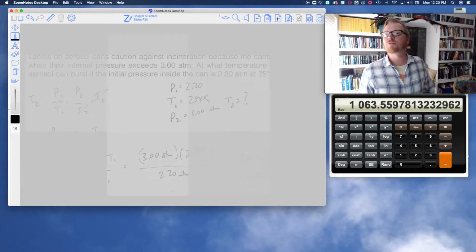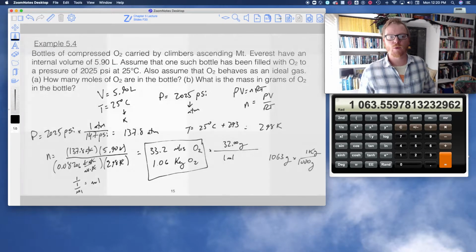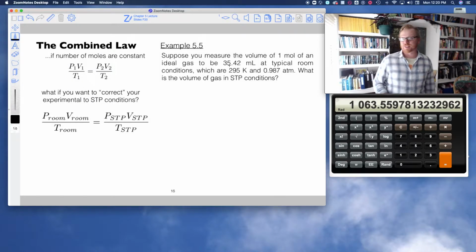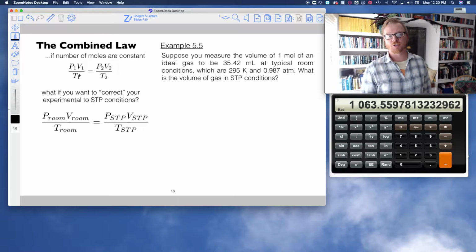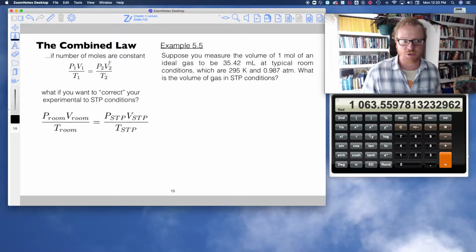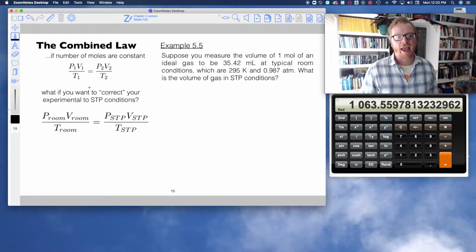But what if none of those things were constant, right? What if I wanted to think about how all of those things can change? Well, now here's my combined law, all right, where I've combined, namely, Boyle's law and Charles' law. P1 times V1 divided by T1 equals P2 times V2 divided by T2. And here I'm actually going to replace 1 with room and 2 with STP.